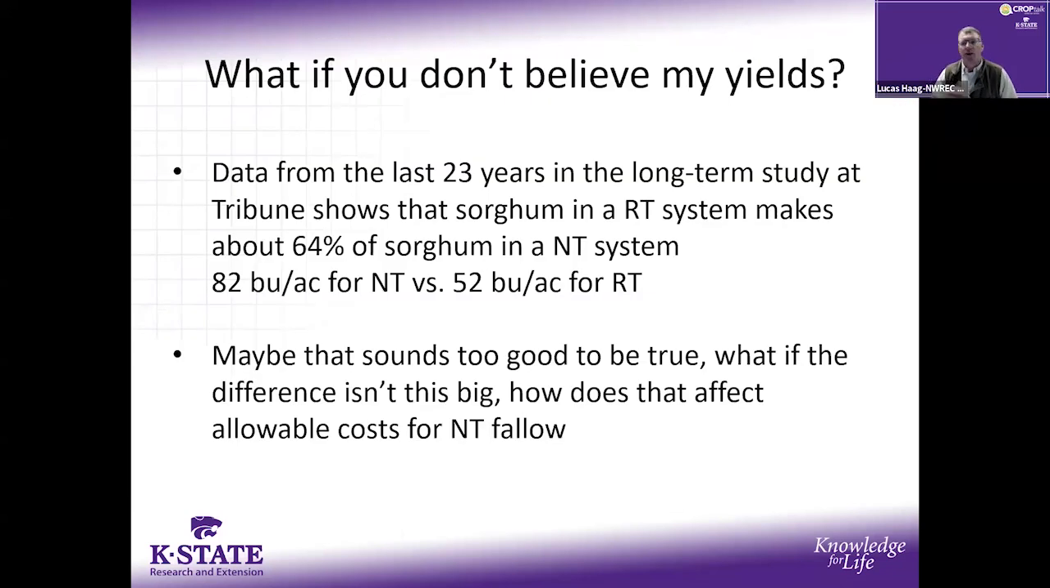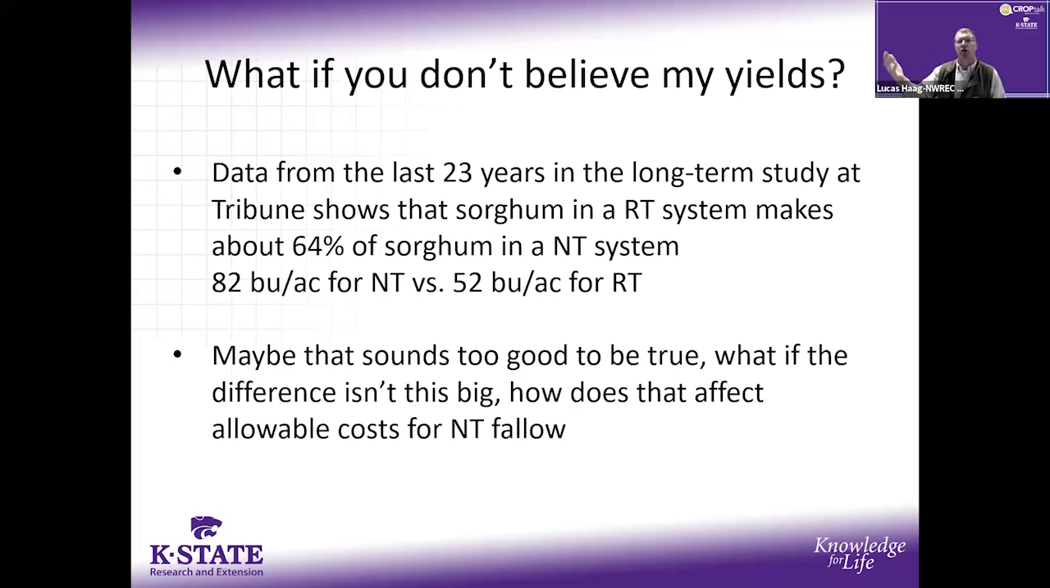Okay, now, but what if you don't believe my yields? Okay, so for data from the last 23, I needed to update that, should actually say 24 years. Our long-term study shows that reduced till sorghum makes about 64% of no-till. So 82 versus 52, a 30 bushel spread there.